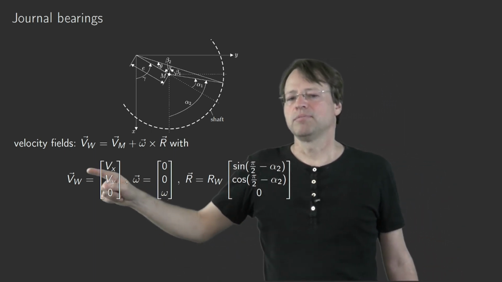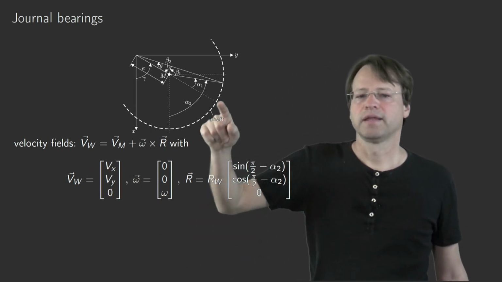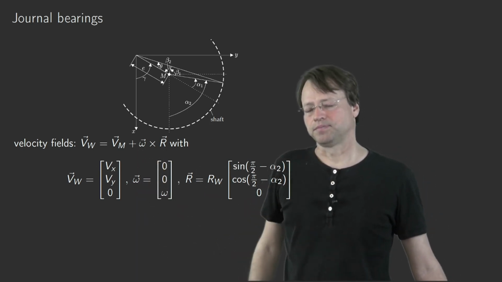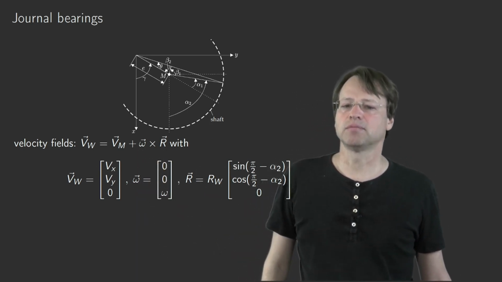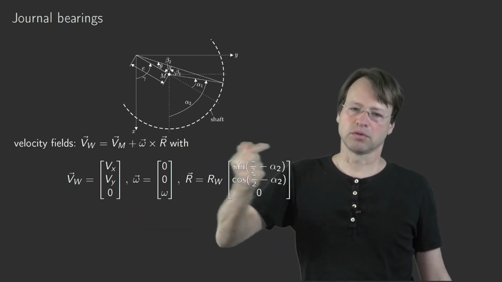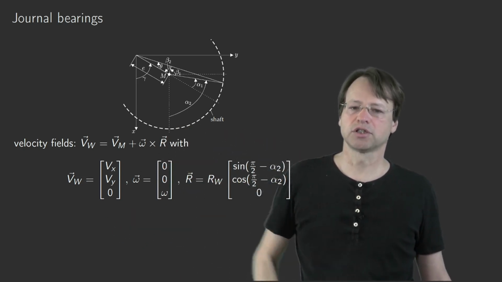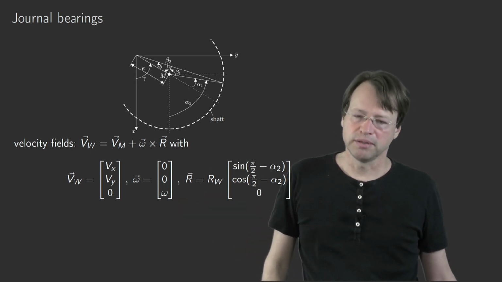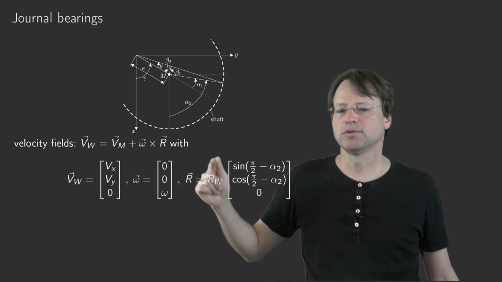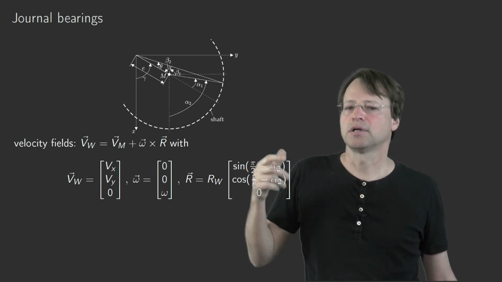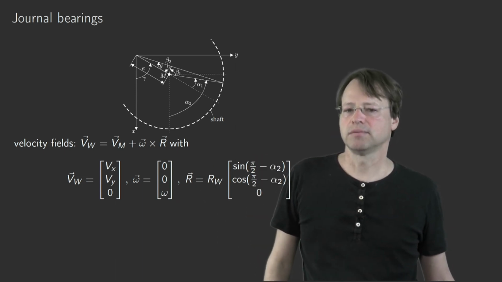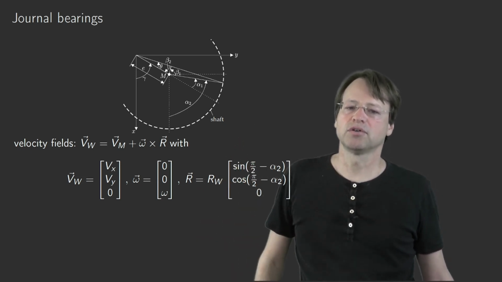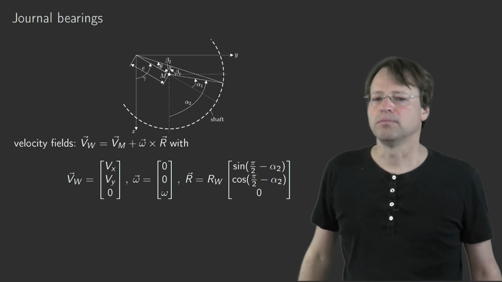Well, we represent the velocity at the circumference of the shaft by its Cartesian coordinates, v sub x, v sub y, and 0, because we do not move the shaft in axial direction. We represent our rotational velocity by 0, 0, and thus just the rotation around the z-axis, which is the axis of rotation. And we represent the position vector by r omega.